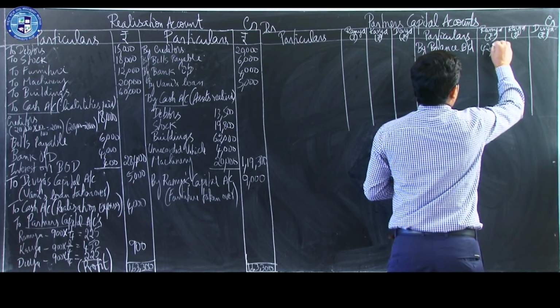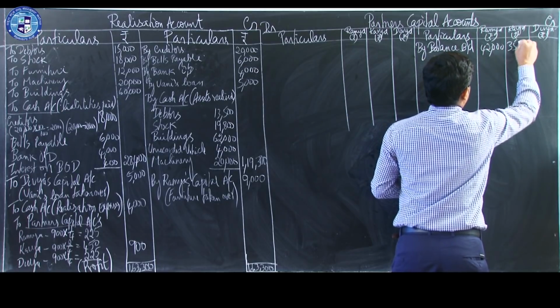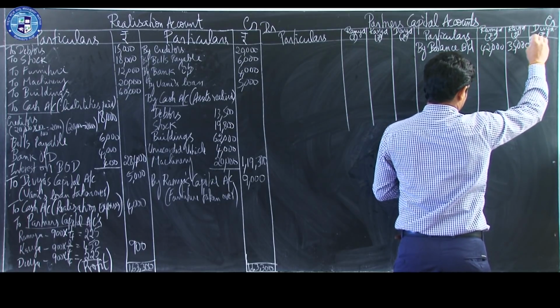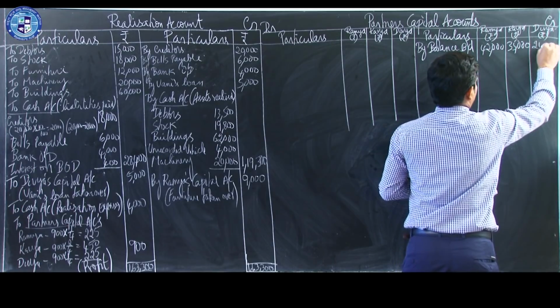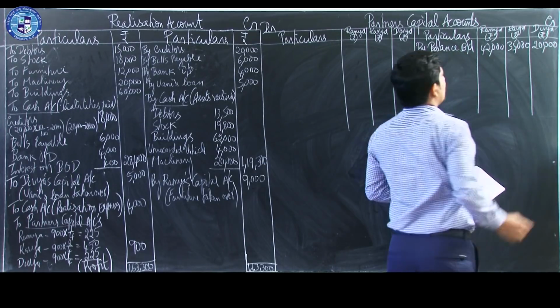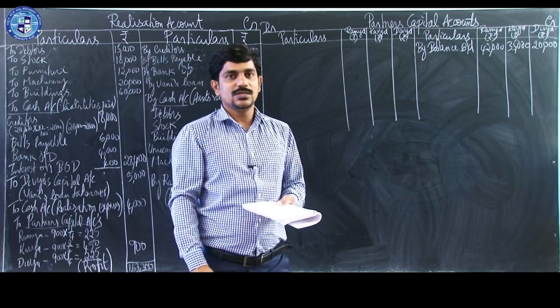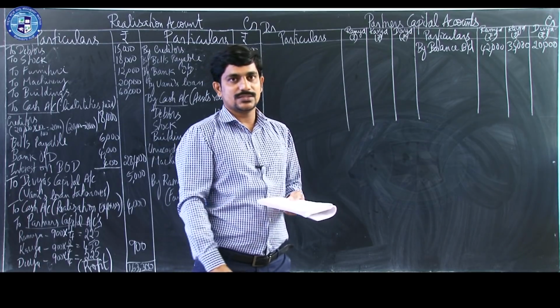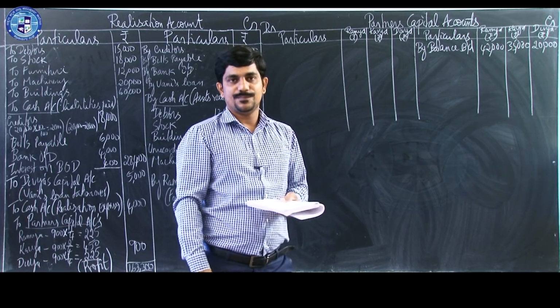42,000, 35,000 and 20,000. That is the opening capital balance.